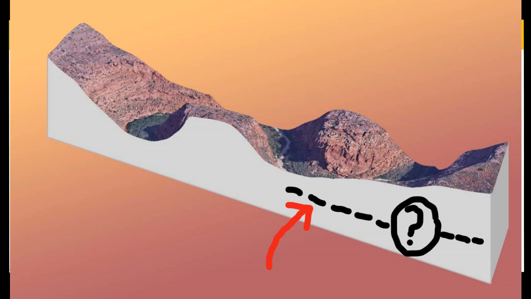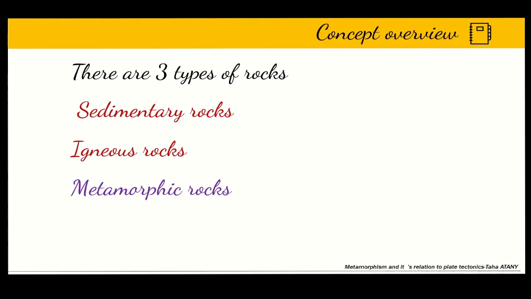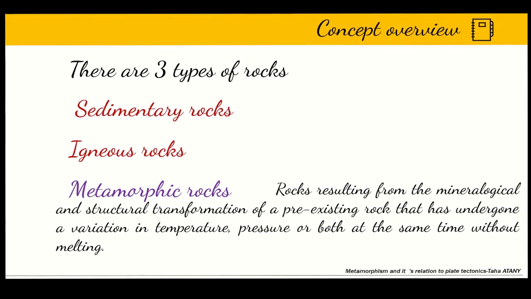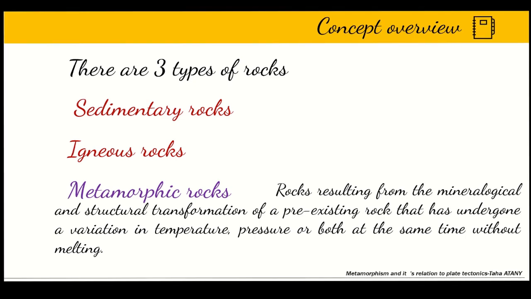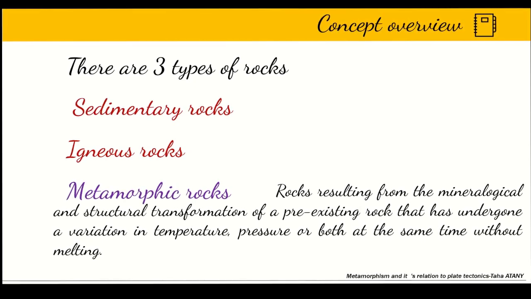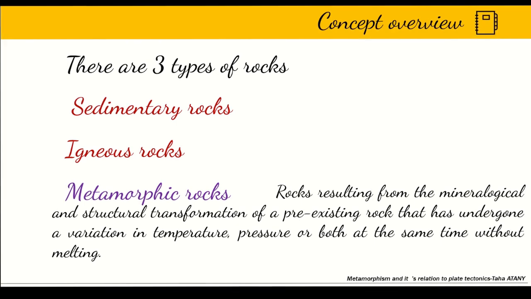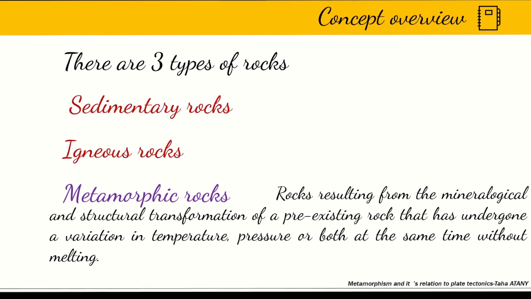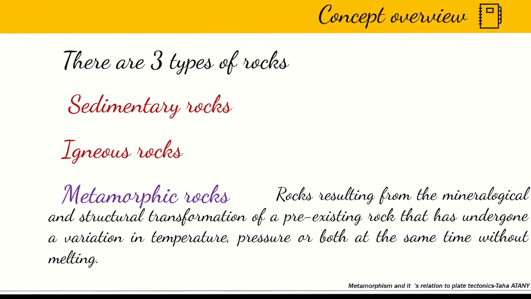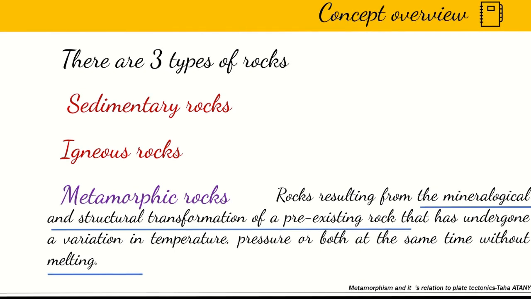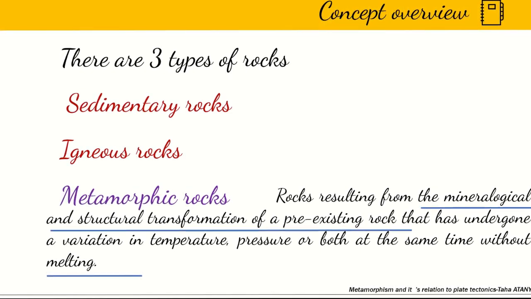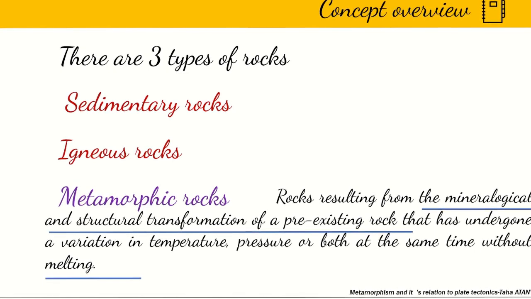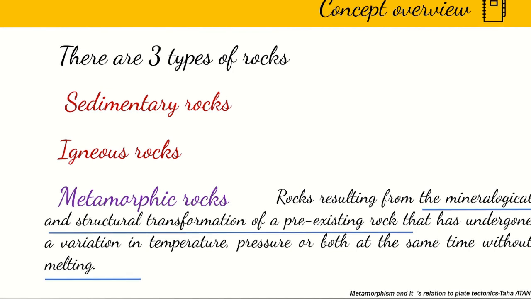And finally, today our main topic, metamorphic rock. Those rocks result from the mineralogical and structural transformation of a pre-existing rock that has undergone a variation in temperature or pressure or both at the same time. However, these rocks form without any melting or weathering. So, the mineralogical and structural transformation of a pre-existing rock without any melting, it's what we call metamorphism.